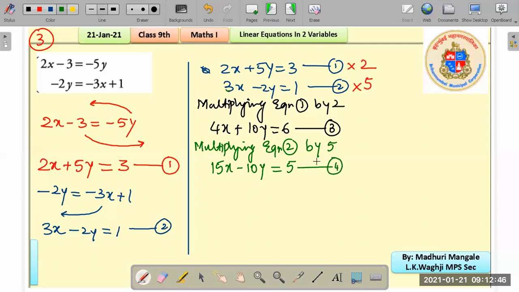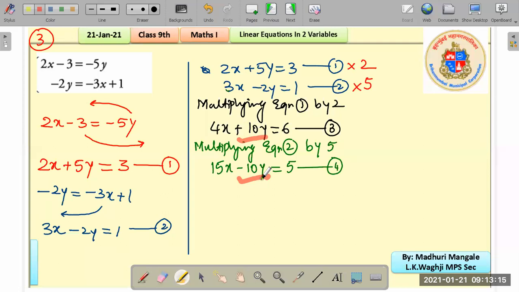All right. And now compare the x terms. The x terms are 15x and 4x. And what are the y terms? The y terms are 10y and 10y. So that's so easy. We have seen that. We have made the y terms same. Now the y terms, one is plus 10y, other is minus 10y. Think, should we add or should we subtract?